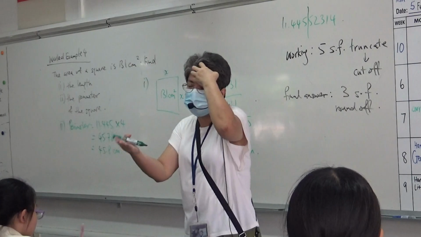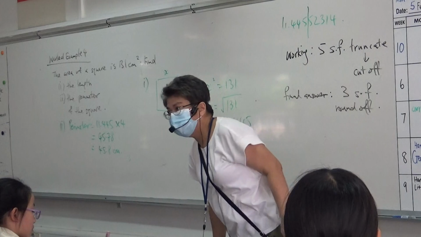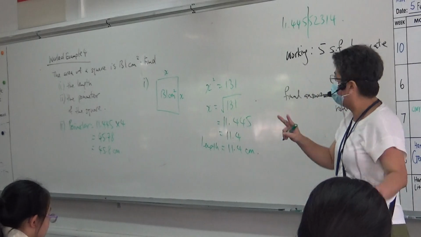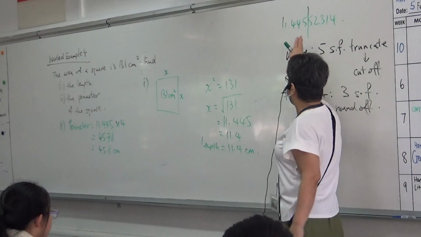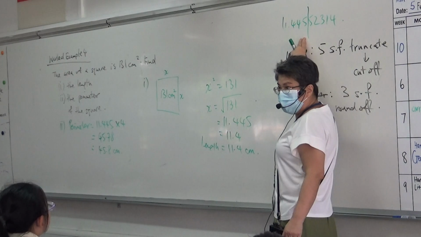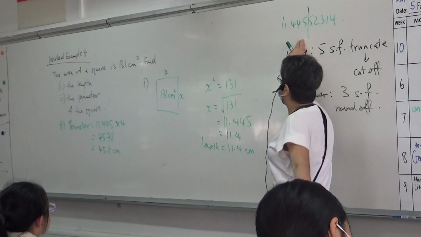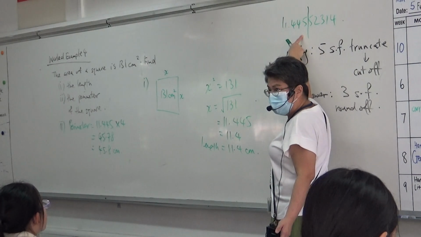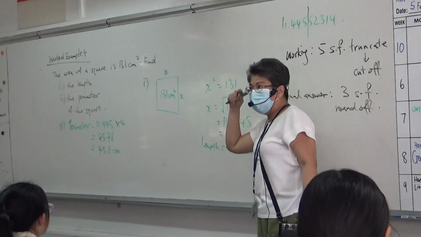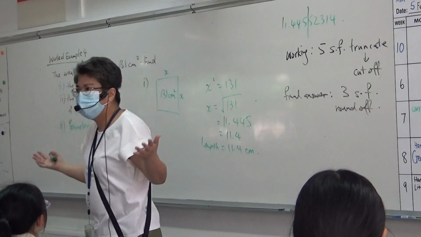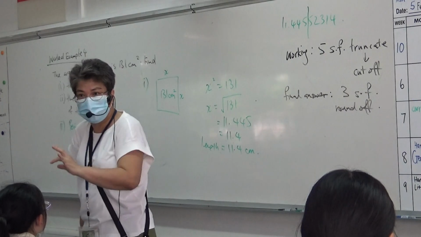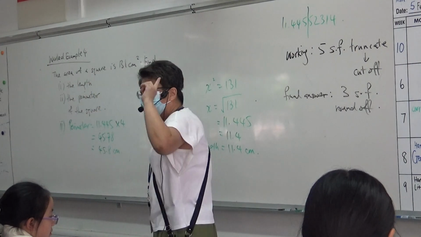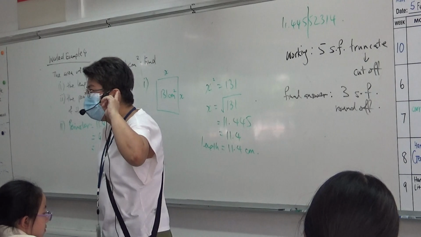Now, then how come the textbook writes 11.446? Do you realize that? Actually, there are two schools of thought. Singapore believes in truncate. That means you chop off. Some other school of thought believes in rounding off. So 446. Then after that, they round off again. Sometimes if you keep rounding, it becomes too big. So we truncate to compensate for both. So our style is to truncate, then round off. Is that understood?